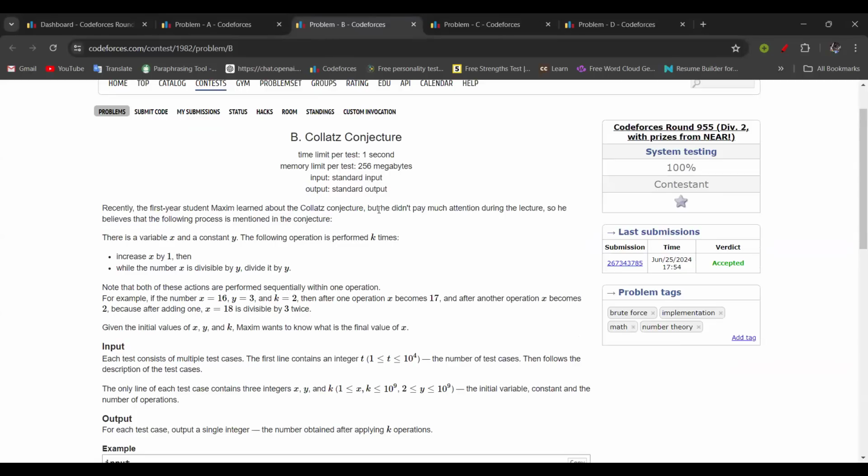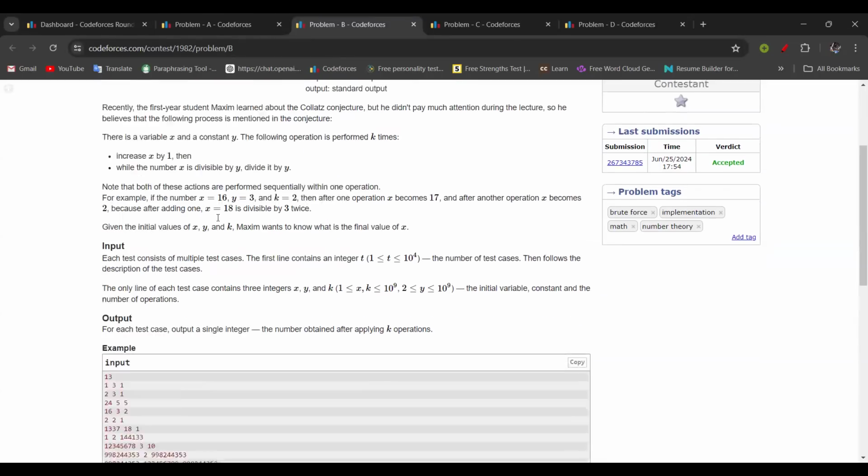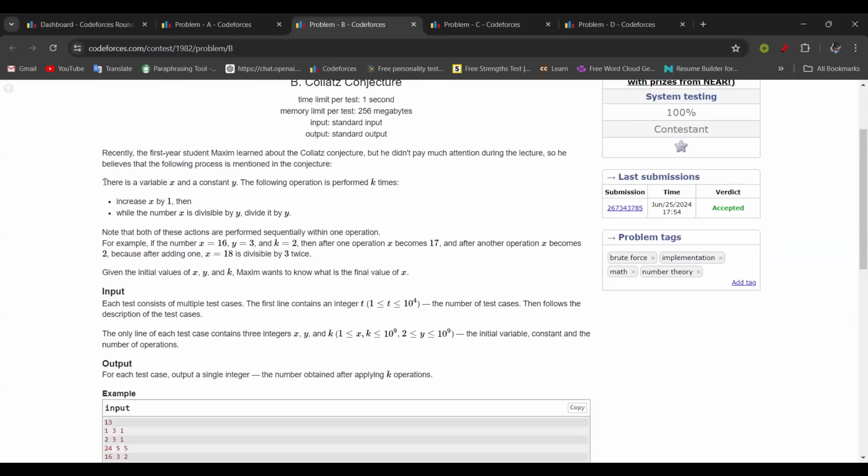So let's see what we are given. He didn't pay much attention during the lecture, so he believes something like this is what we are given here. It's not the actual Collatz conjecture. If you search about it, it's really interesting if you have interest in mathematics. But let's discuss this problem now.